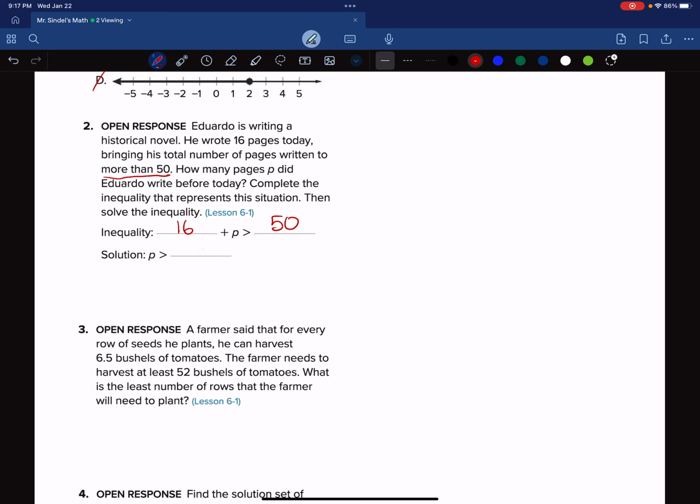And then if I solve this, I'm going to write this off to the side. This is 16 plus P is greater than 50. I'm going to subtract 16 on both sides. Subtract 16, subtract 16. Those 16s are gone. P is now greater than, this is going to be a 34. So I'm going to say P is greater than 34.